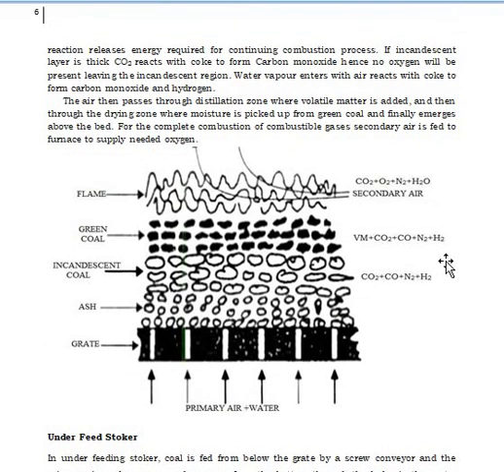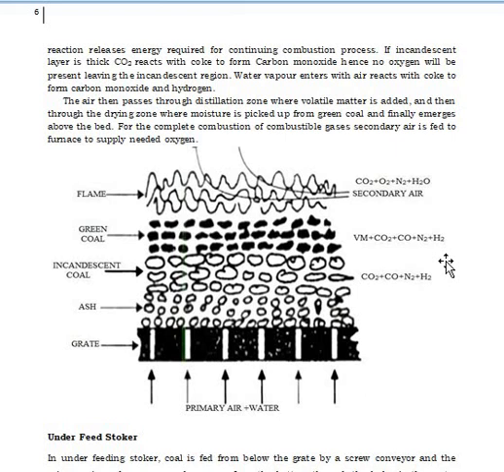The air then passes through the distillation zone where volatile matter is added, and then through the drying zone where moisture is picked up from the green coal, and finally emerges above the bed.